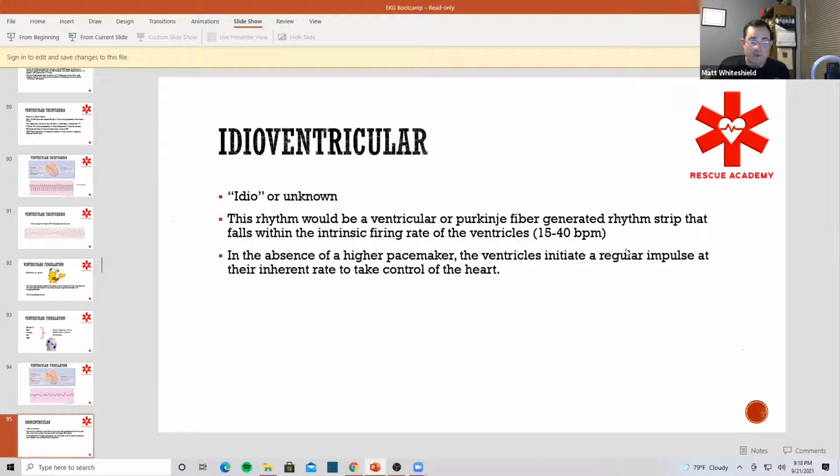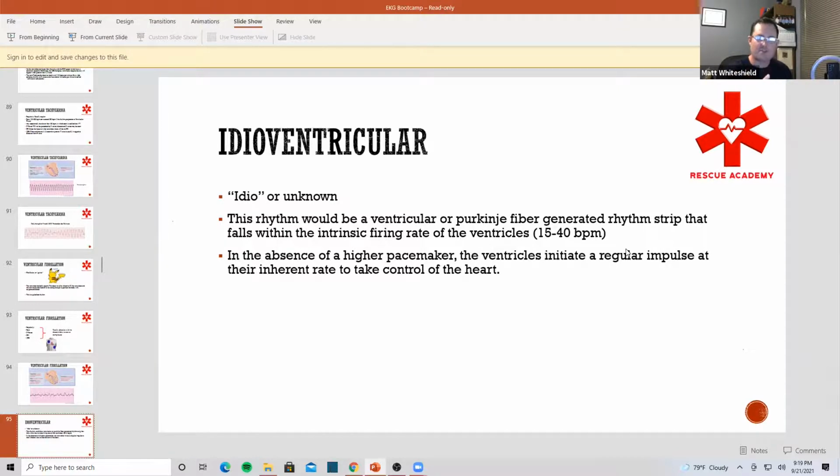is this going to have a P wave? The answer should be no, right? Why? Because it's coming from the ventricles. If it was coming from the atrium, right, the SA node, then there would be a P wave, right? If it was coming from the junctional rhythm, right, or the AV junction, it could have an inverted P wave, but it could also have no P wave.